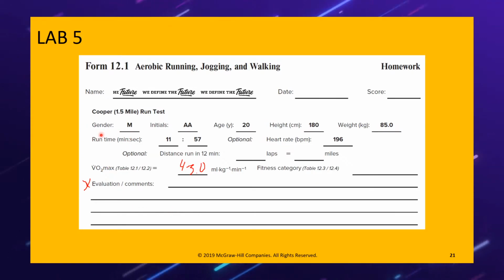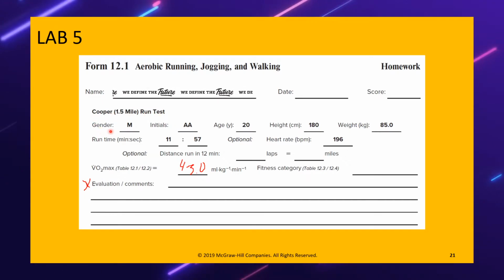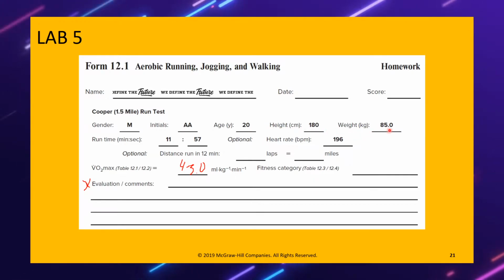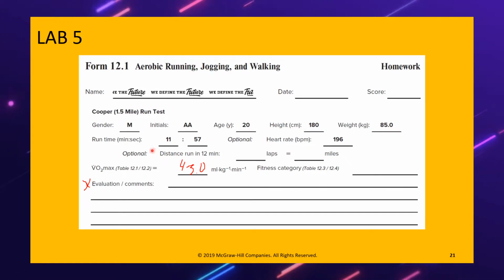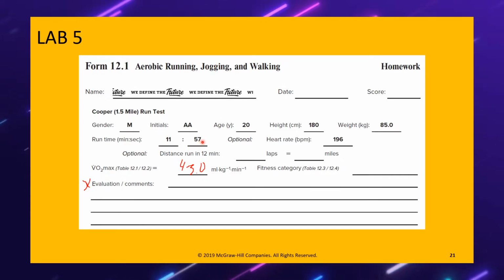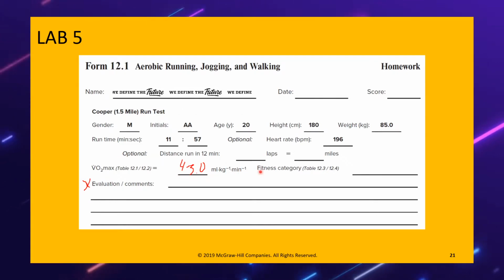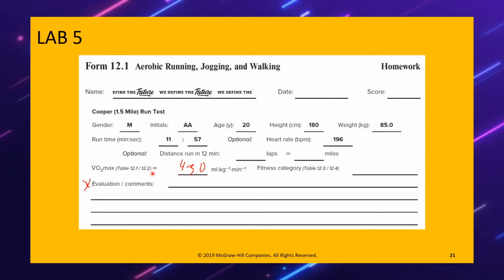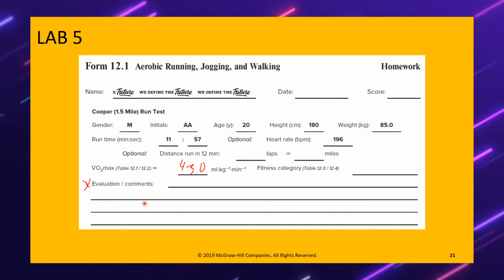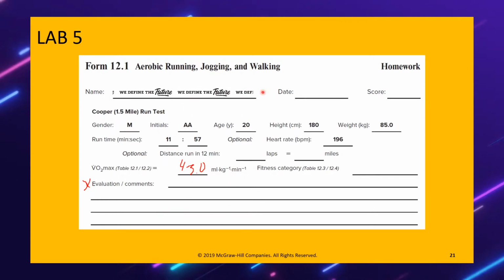So we ran the Cooper 1.5 mile test. This was a male, age 20, height 180, weight 85. They ran the Cooper test in a time of 11.57. They scored a VO2 max of 43, compared to the categories in table 12.1. They fell into this category in comparison to their peers, and so on. That's pretty much it in a nutshell.